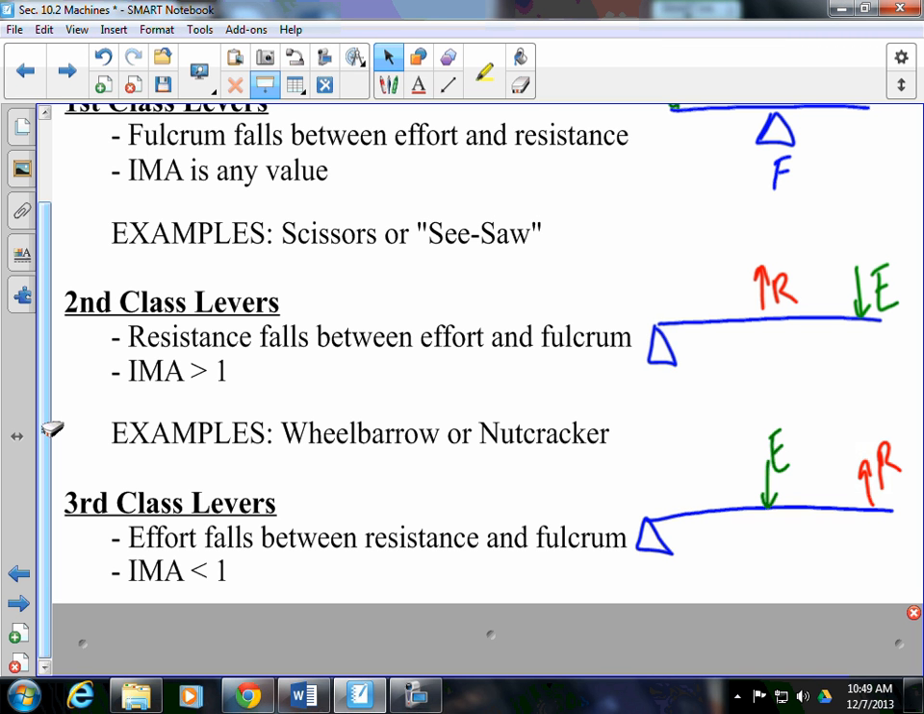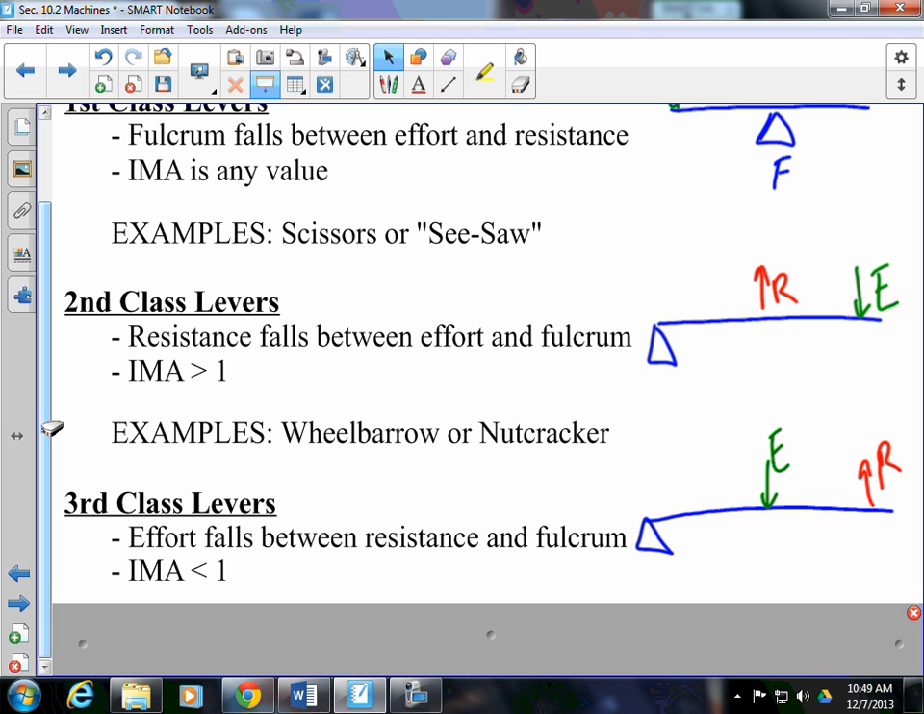Where's your pivot point on a bat? Essentially the bottom of the bat. The bottom of the bat is where it moves. Where's your effort? Right on the handle where your hands are. That is the effort. And where's the resistance? When you hit that ball, you're hopefully not hitting it on your hands. You're hitting it out on the bat.